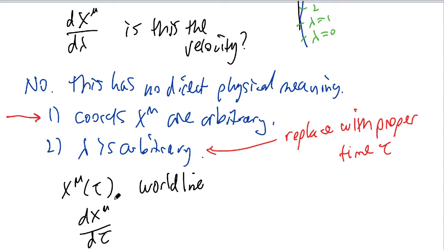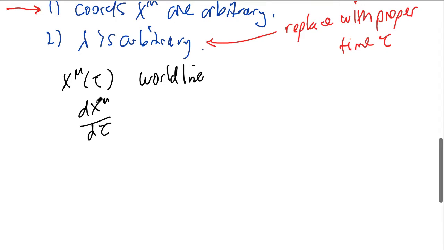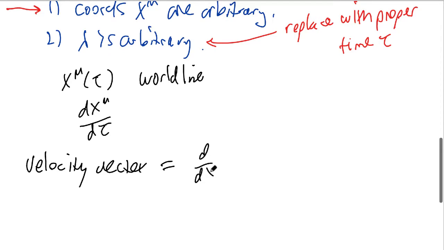So how do we remove the arbitrariness in the coordinates from this expression? Well, the way we do that is by stripping away the x mu in this expression. So we define the velocity vector as the derivative with respect to tau. So this is, mathematically speaking, a directional derivative operator.